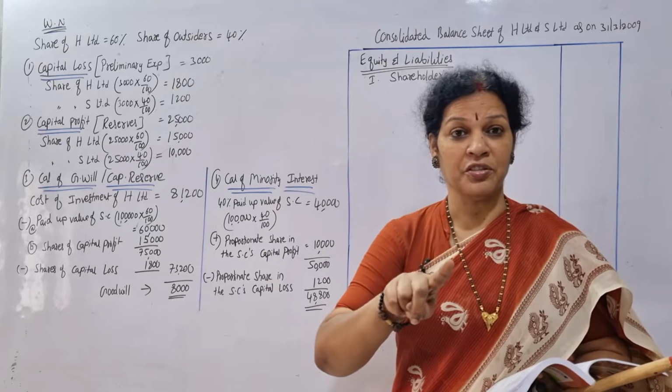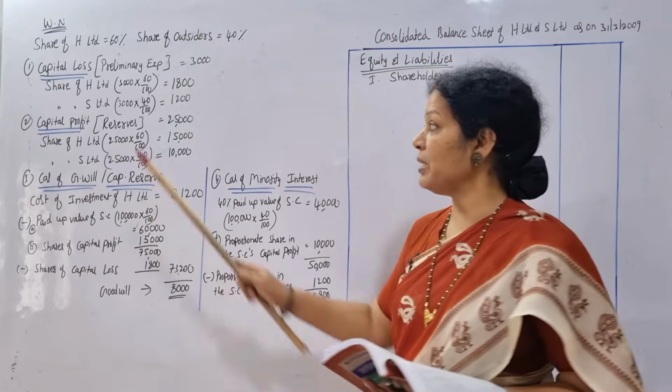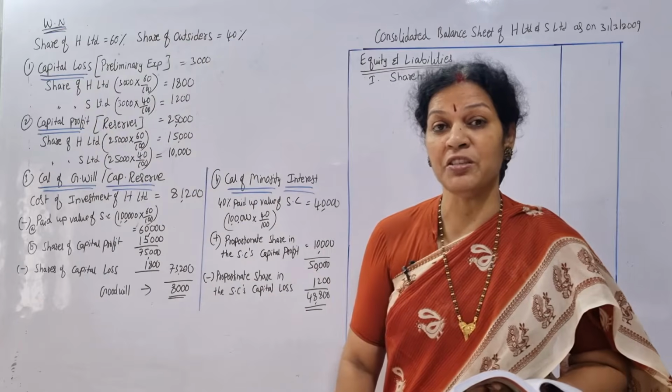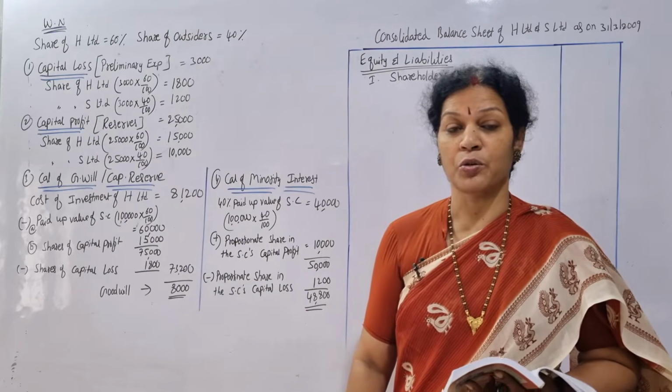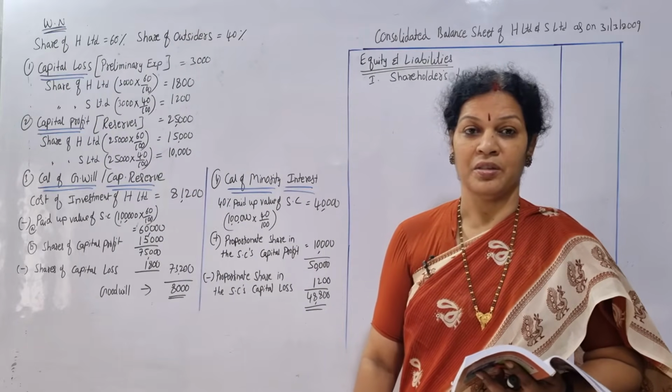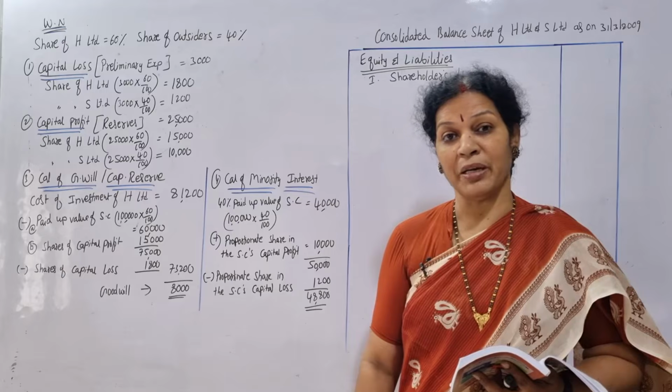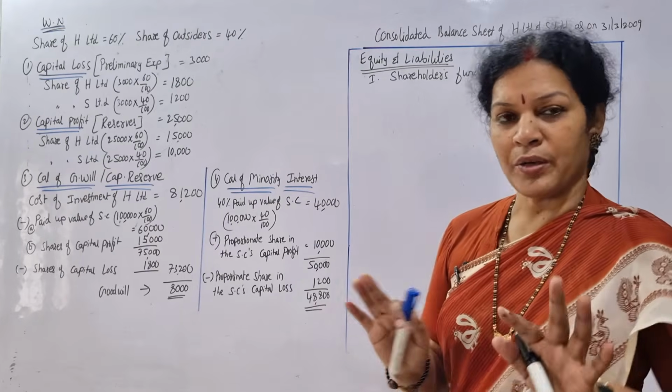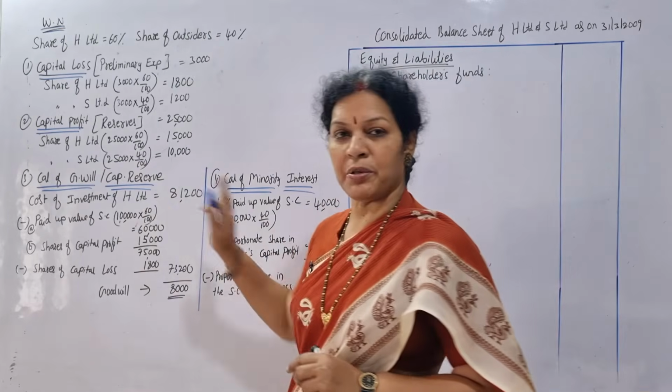H Limited is how much? S Limited is how much? Basic we have done. Then it will be easy for us to calculate the goodwill or reserve, and also we'll be calculating the minority interest. Now, calculation of goodwill or capital reserve.